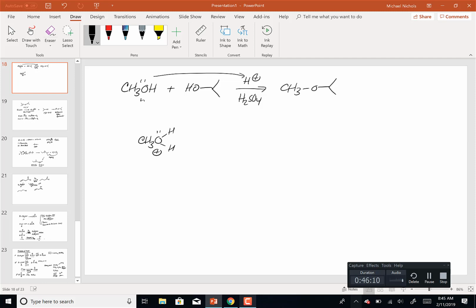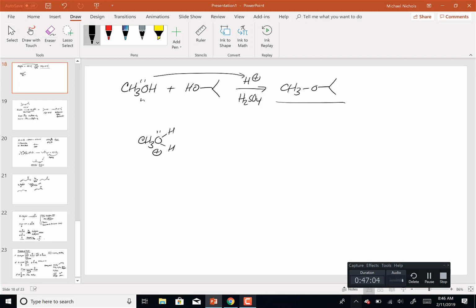Okay. So, can the water leave? No. So what's going to happen in the next step then? Remember, my ultimate goal is to make this ether. We need a hint. If the water left, I would do an SN1 mechanism. Since the water can't leave, what mechanism am I stuck with? Take a guess.